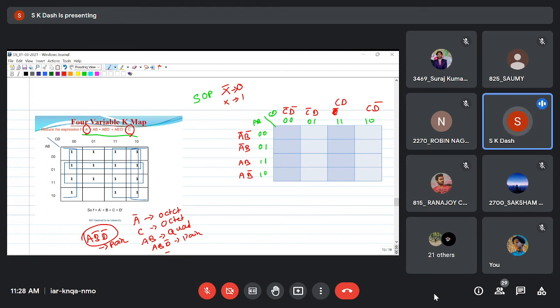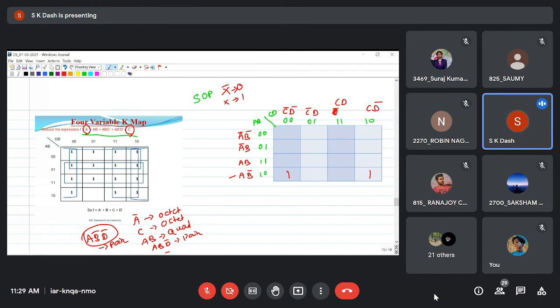A B bar means which row? First, second, third, fourth? Check and tell. Am I audible? Yes, sir. Last row. A B bar means last row. D bar means where should it be? Which column is D bar in? First and fourth. So there you can put ones. If ones are there, they can form a pair whose expression will be A B bar D bar.